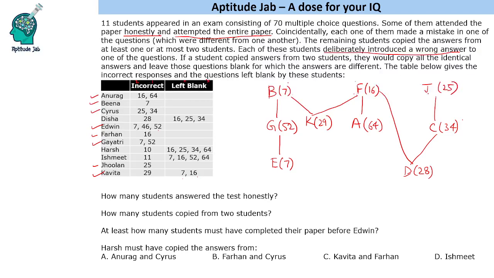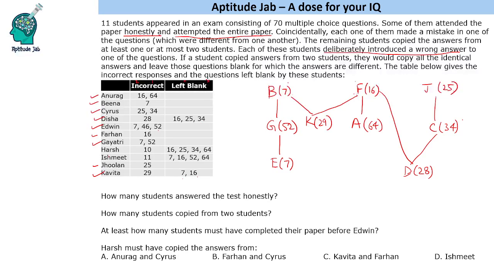So when she sees question number 16, it is different: incorrect in Farhan, and correct in this one. When she sees 25, 25 is incorrect because Julan had made a mistake in 25, which Cyrus copied. So Disha saw that that is incorrect, but this was correct in Farhan. So Disha leaves 25. Similarly, 34 was incorrect by Cyrus, but correct by Farhan. So she gets confused and just leaves the answer. So Disha is also done.